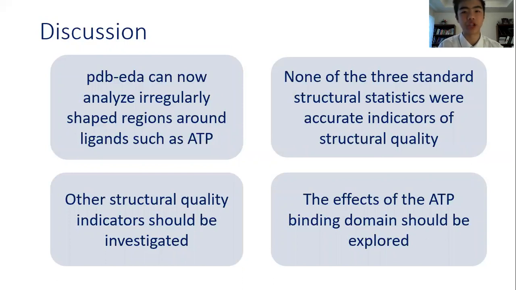And the second implication is that none of the statistics had a very high effect on the regional structural quality. And this means that there's a greater need now to find other statistics to replace these 3 statistics, the resolution, occupancy, and the symmetry.